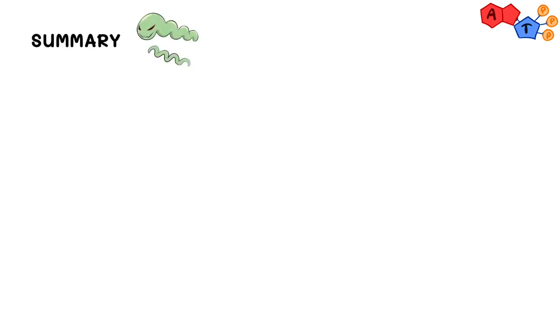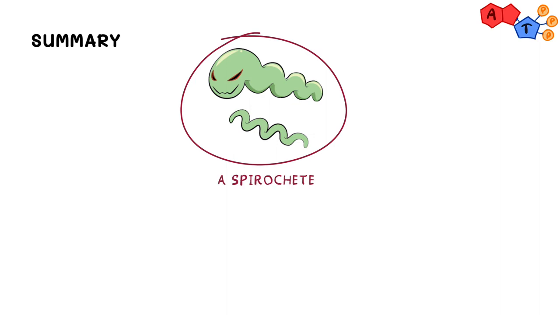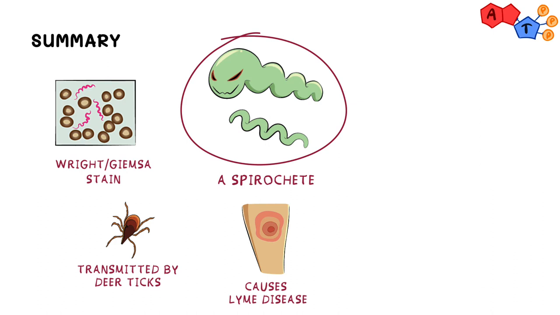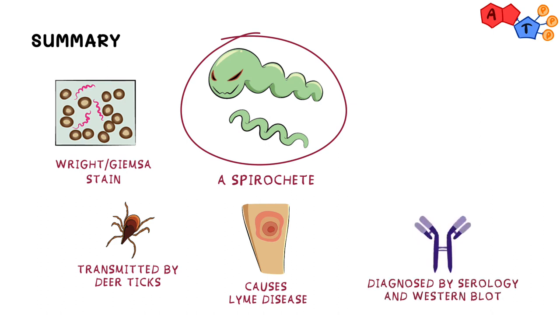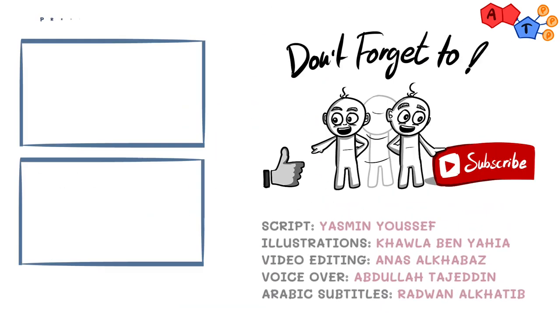Alright, to sum up, today we talked about Borrelia burgdorferi. We have said this organism belongs to spirochetes, and it can be visualized under the light microscope using either Wright or Giemsa stain. It's transmitted by deer ticks, and it primarily causes Lyme disease, which can be identified serologically and with Western blotting. Treatment choices include doxycycline or amoxicillin, and ceftriaxone can be used for severe forms of disease. And that's it for Borrelia.